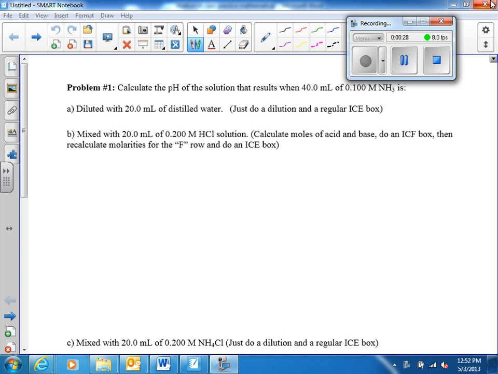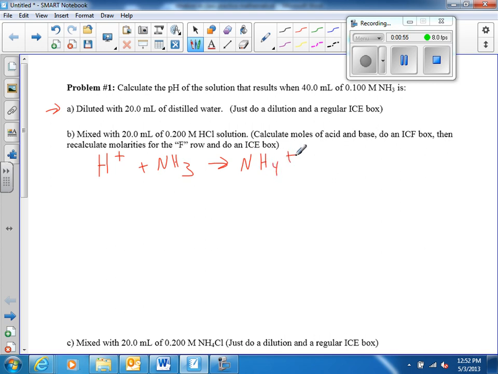Now for these problems, for A, you should be able to do that. I'm not going to go through that. For part B, I will go through that right now. We're going to start with our ICF, and we have HCl, where we're just going to look at the H+, because we don't care about the chloride. And we have also NH3. That goes to completion to make NH4+.